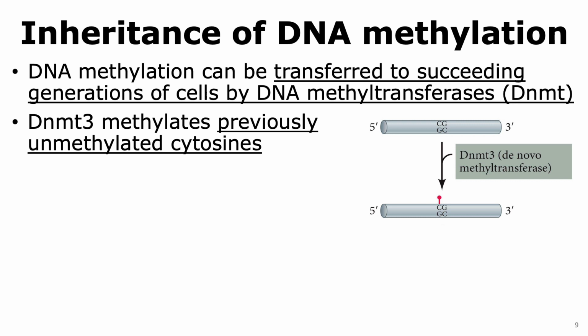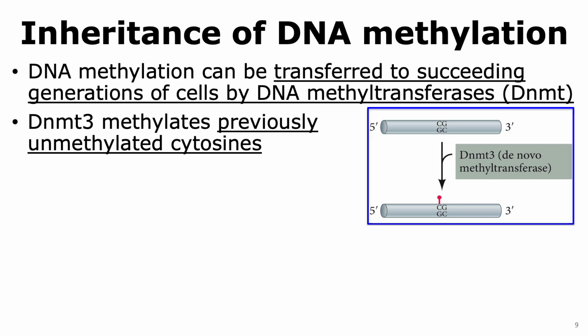What is remarkable is that DNA methylation can be transferred to succeeding generations of cells by a class of enzymes called DNA methyltransferases, or DNMT. In this example, what we're going to see is one of the DNA methyltransferases, DNMT3, which is the enzyme that can add methyl groups to cytosines that have not been methylated previously. So that is what we are seeing in the figure that is shown in the blue box.